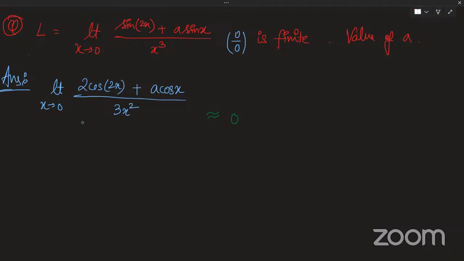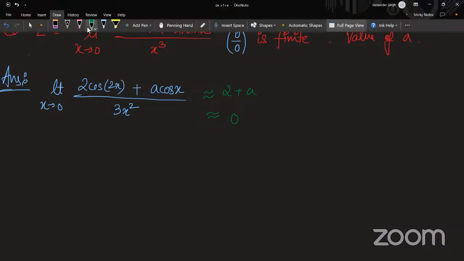What about the numerator? What is cos of 0? Cos of 0 is 1. So where will the numerator go to? Your numerator will go to 2 plus a. Do you all agree? Yes, sir. You all agree that it will go to 2 plus a. Great. Absolutely correct.